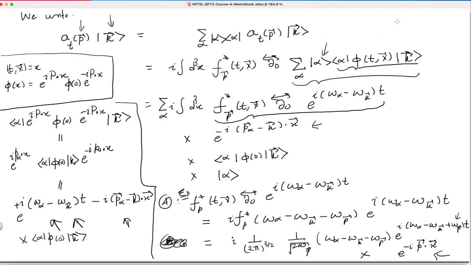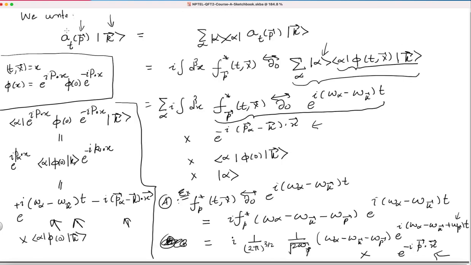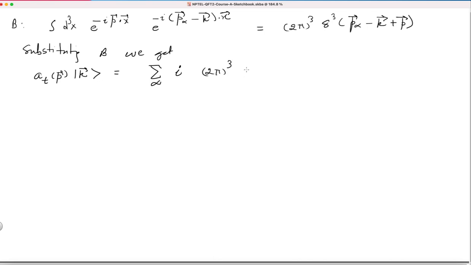Good, so I have taken care of the x integral, and now I will put this result and write down the expression of a_t acting on k. Okay, let's see what we get. So substituting, we get a_p acting on ket k is equal to summation over alpha, i times 2 pi cube delta cube (p alpha minus k plus p).